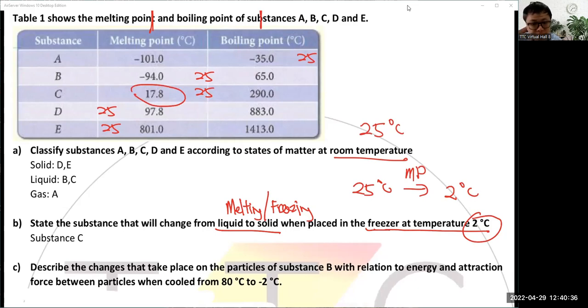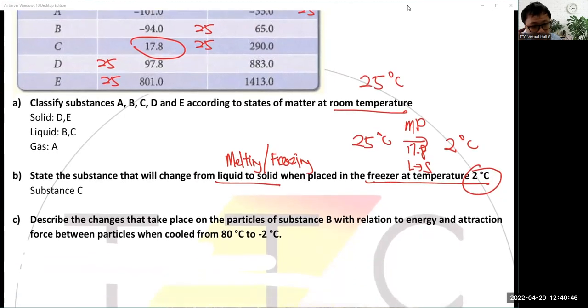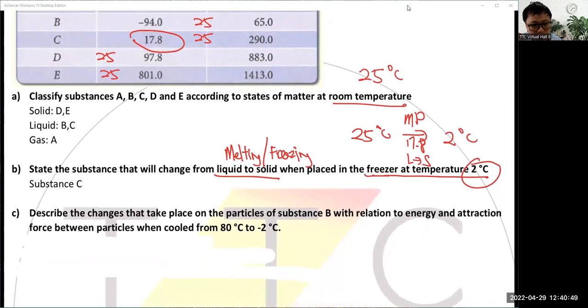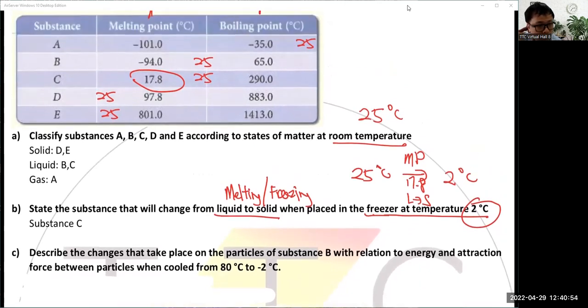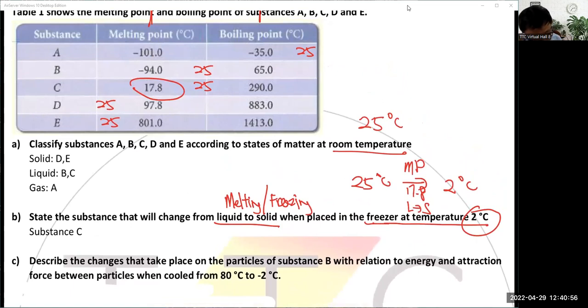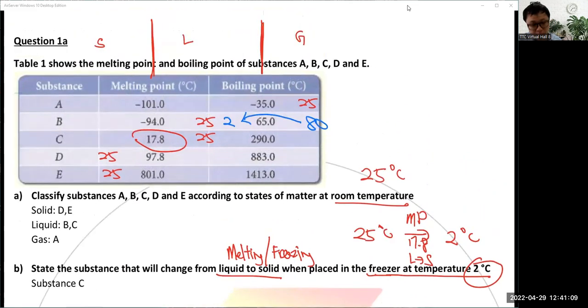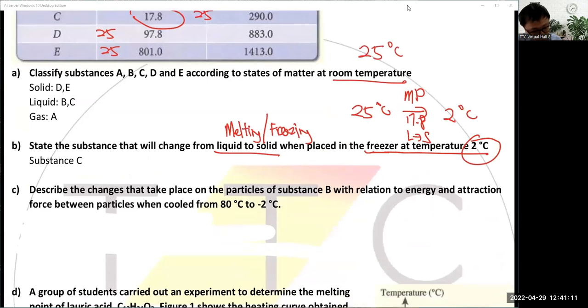Okay, in order to freeze that, means this thing at 17.8, you start to change from liquid to solid, you freeze to solid. Okay, then describe the change that take place for the particle B relate to the energy and attraction force between the particle when cooled down from 80 to 2. So you check here for substance B, 80 is here, 2 is here, means you go through the boiling point, means you from gas change to liquid. Okay, so for gas change to liquid, what will happen?